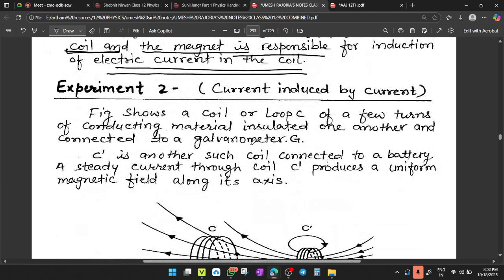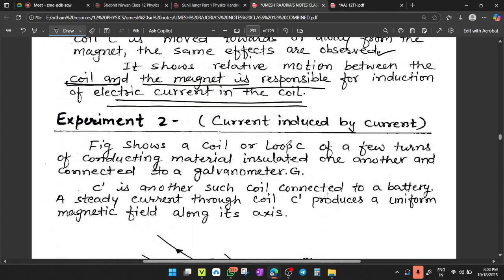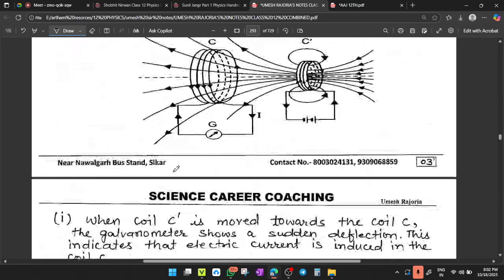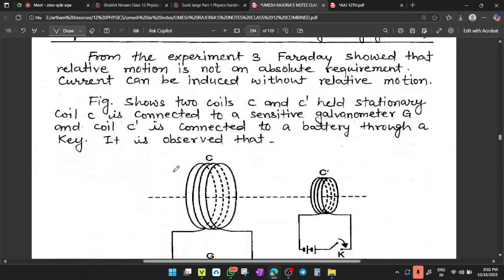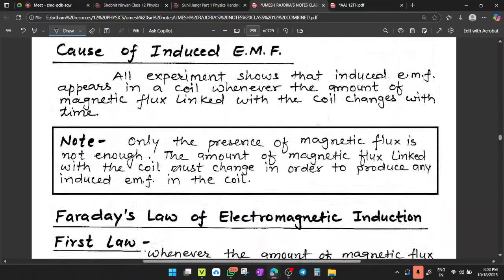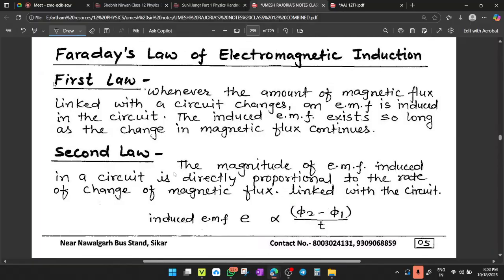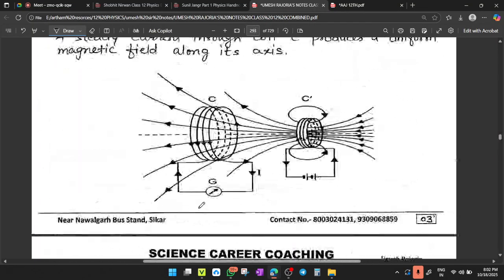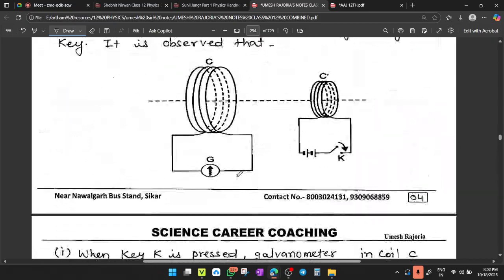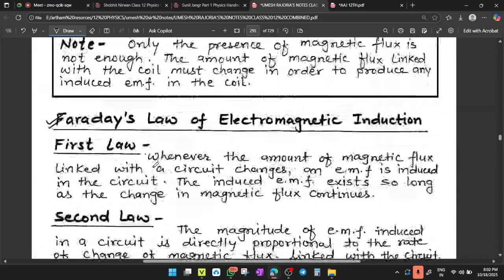Now experiment number two. These six observations are very important. Experiment number two we will perform later on. First, we have to see Faraday's law. Now, Faraday's law, first law. Experiment number two is related to mutual induction. Okay, there is another thing called mutual induction. So let us complete the first concept, and after that we will move to the second one.